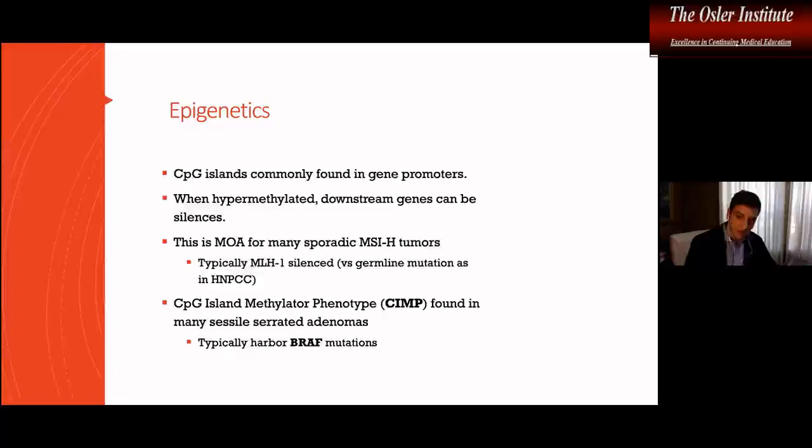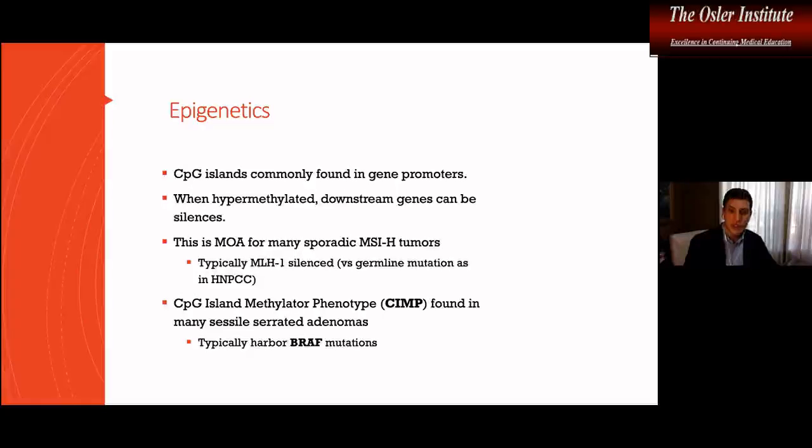So we kind of just went over a lot of the different proto-oncogenes and tumor suppressors that are often implicated in colorectal cancer. But epigenetics is a large area of research, and our understanding of how this affects our cancer risks is growing as well. So CpG islands are commonly found in gene promoters, and when hypermethylated, downstream genes can be silenced. And so this can lead to, even if you have the normal genes and you don't have a germline mutation, it can still silence these genes so that you're effectively deficient in them. So this is a mechanism of action for many sporadic MSI high tumors. So typically MLH1 is silenced versus germline mutation as in Lynch syndrome.